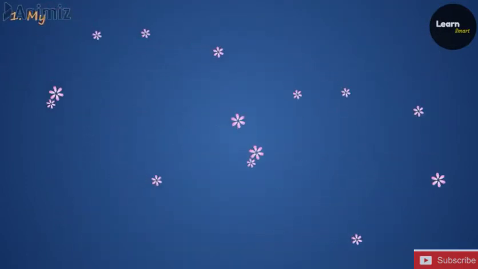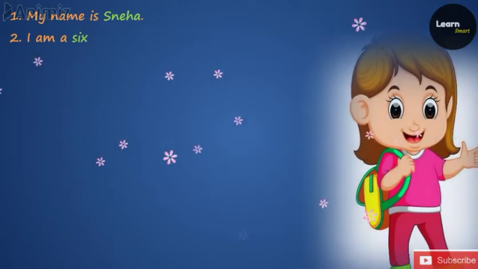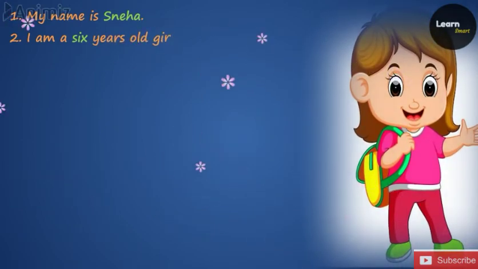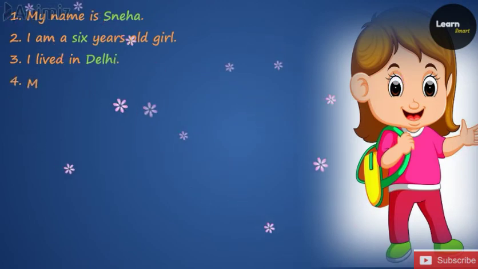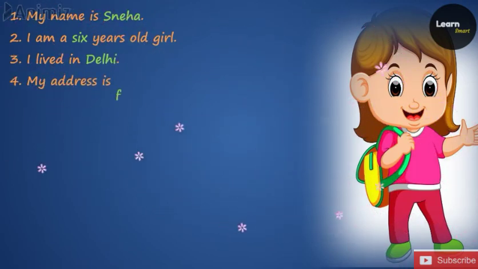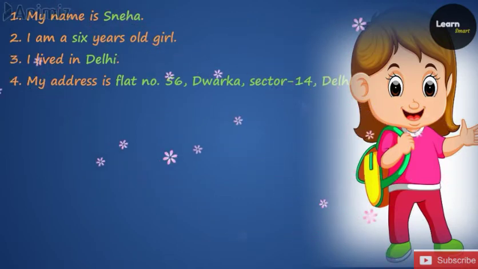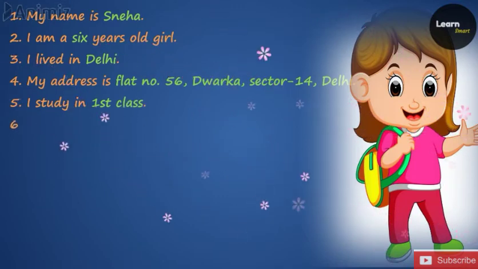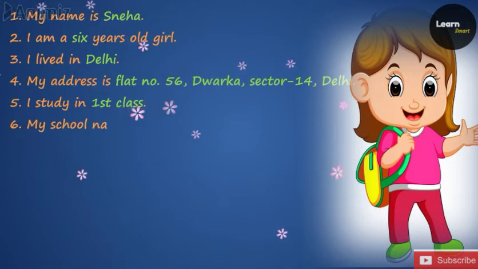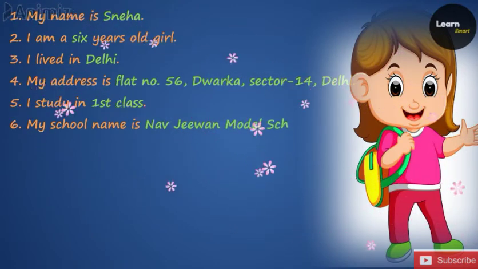Sure, ma'am. My name is Sneha. I am a 6 years old girl. I live in Delhi. My address is flat number 56, Dwarka sector 14, Delhi. I study in first class. My school name is Navjeevan Model School.